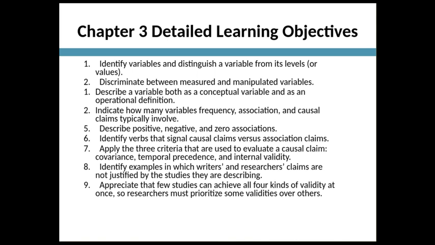I will describe a variable both as something conceptual, sort of the general overall. Remember, we talked about basic and applied. A conceptual variable is kind of on a basic level. What does this mean overall? And as an operational definition. And an operational definition is specifically how the researcher defines this variable.